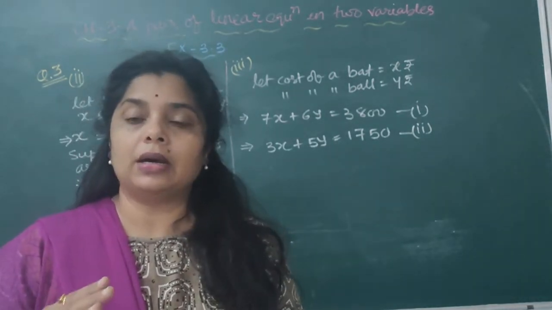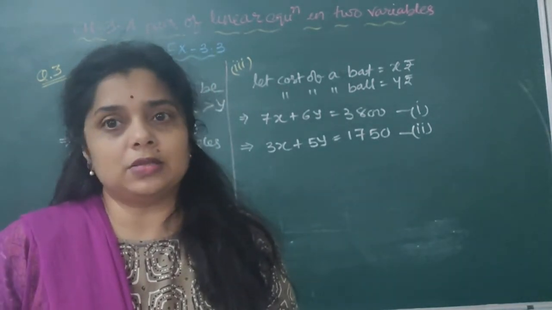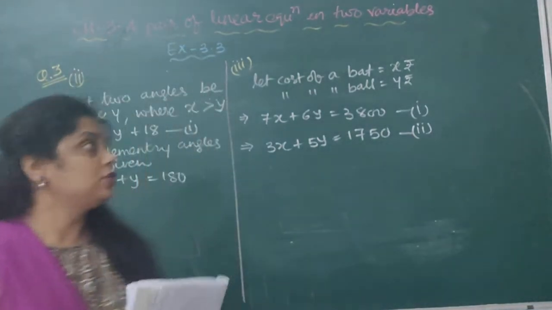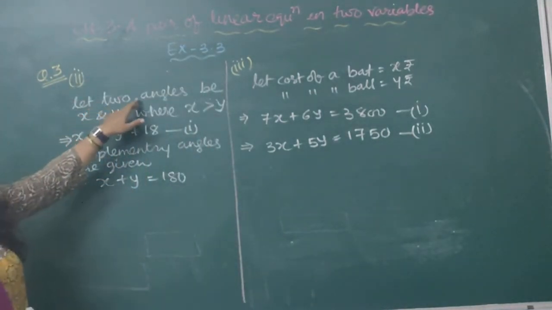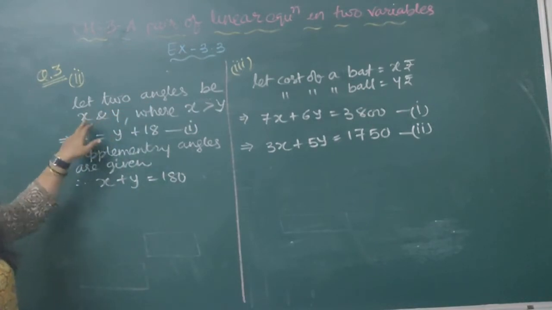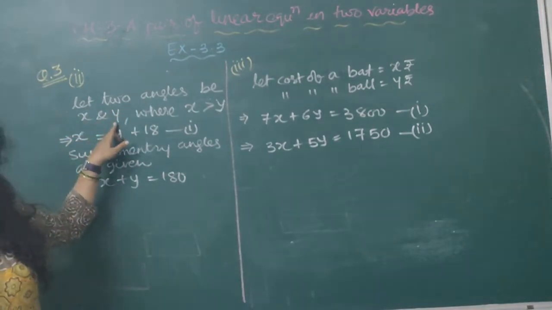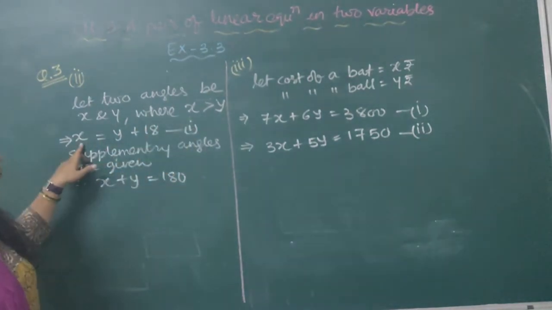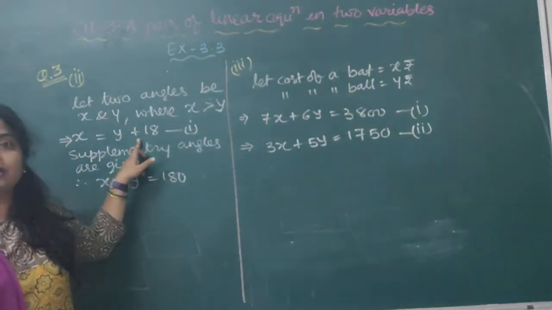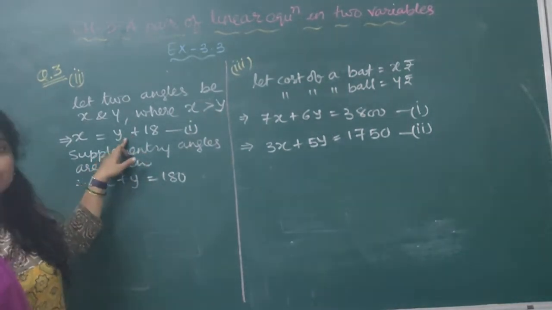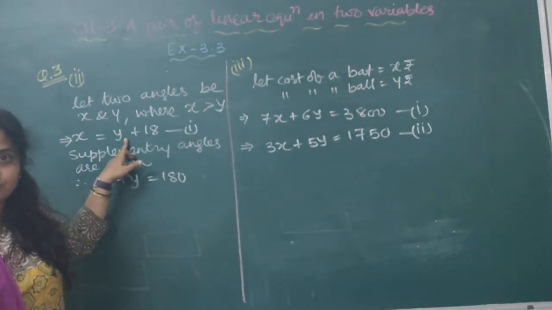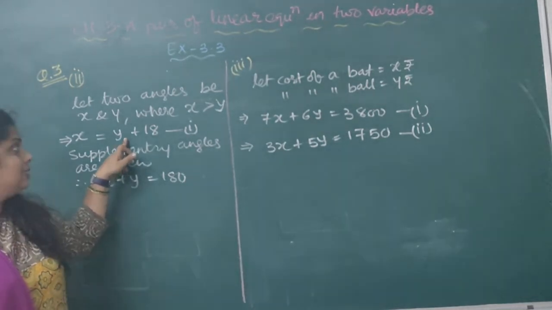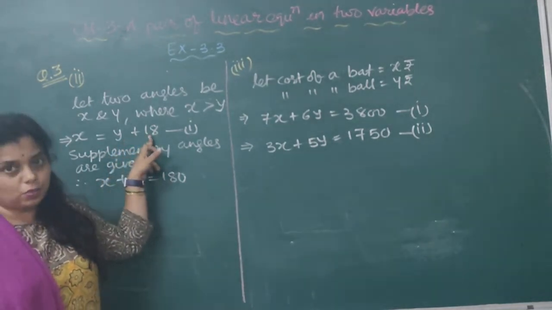It means 18 is more than the smaller number. It means x is equal to y plus 18. So let's see here, let the two angles of the supplementary angles be x and y, where x is greater than y, and therefore x is equal to y plus 18. From the first condition we get this equation, as it is given that the greater angle exceeds the smaller by 18.